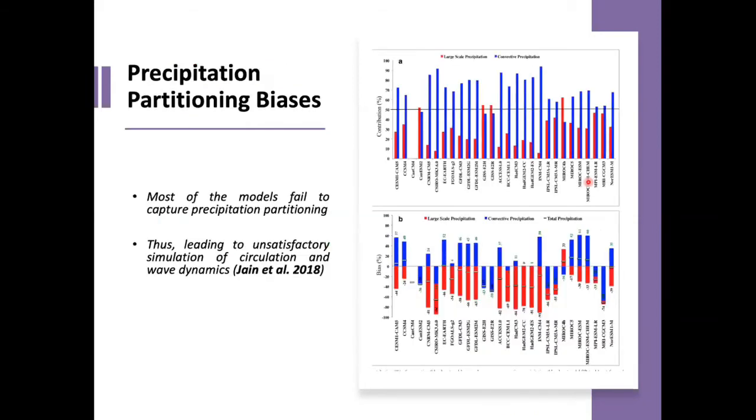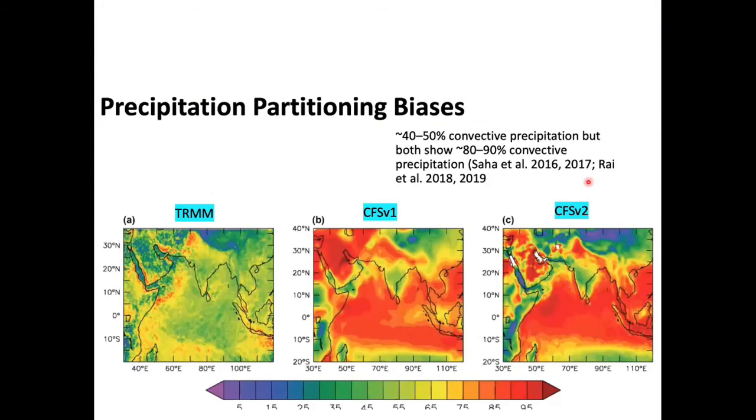All right, so this was about precipitation partitioning. Even if we look at CFS, this is TRMM, the satellite estimated precipitation on the left, and then we have CFS V1, CFS V2. There are a few papers here. From IITM, what they say is 40 to 50% convective precipitation should in principle be there, but both of the models show around 80 to 90% convective precipitation, which is a large overestimation, which is the general thing which we saw earlier.